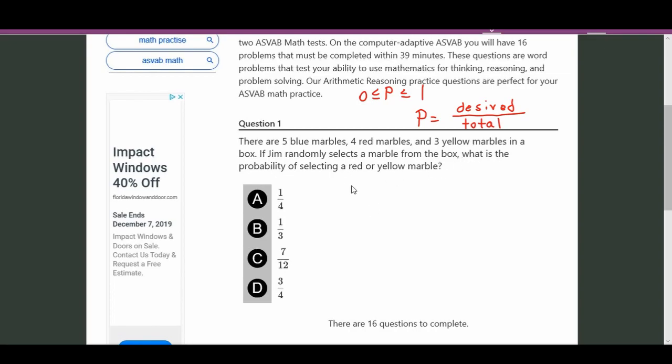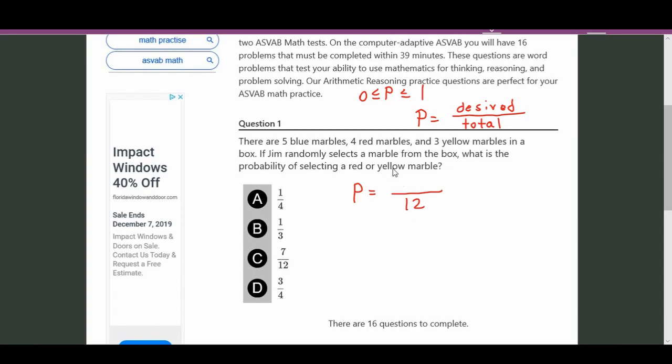In this case, it's pretty easy to figure out what's what. So in total, there are 5 plus 4 plus 3 different types of marbles. 5 plus 4 is 9. 9 plus 3 is 12. Okay? So in other words, there are 12 different possibilities. If you reach into the bag of marbles, you have 12 different total outcomes.